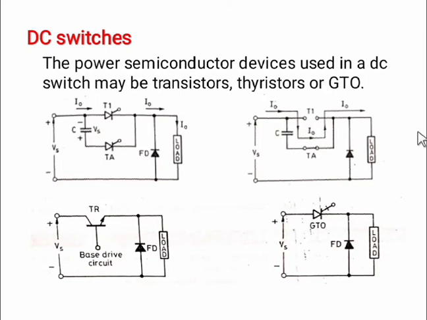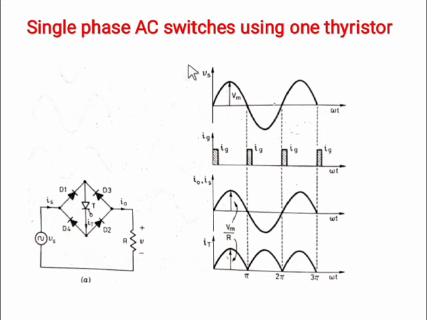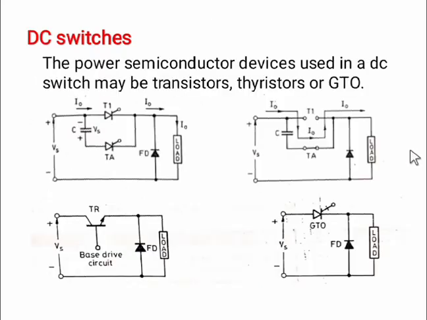Now we will realize the DC switches. In an AC switch, the AC supply has continuous change in polarity. For one half cycle it is positive, and after the positive half cycle it becomes negative. While in DC its polarity remains fixed, plus remains plus always, and minus remains minus. The power semiconductor device used in a DC switch may be a transistor, thyristor or GTO. So we will understand the DC switch using thyristors.